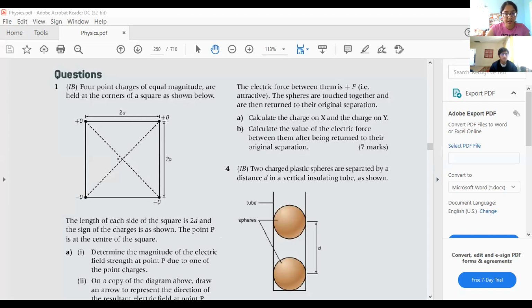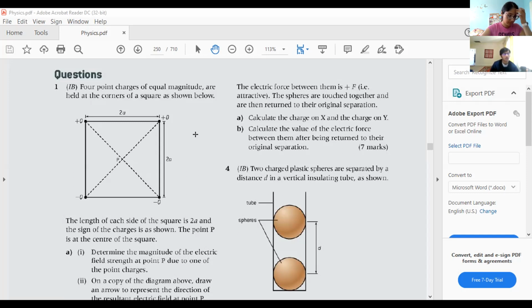So we just calculate it by any one point charge, right? Due to one of the point charges. Yeah. And they're all the same, so each of them should carry the same magnitude of force, or the same magnitude of electric field, right? Okay, yeah.